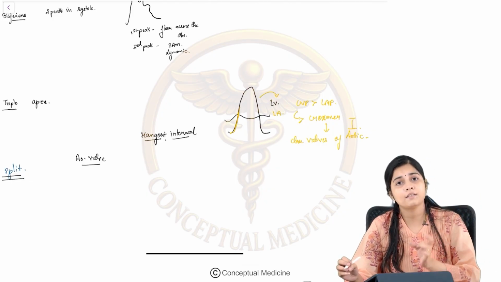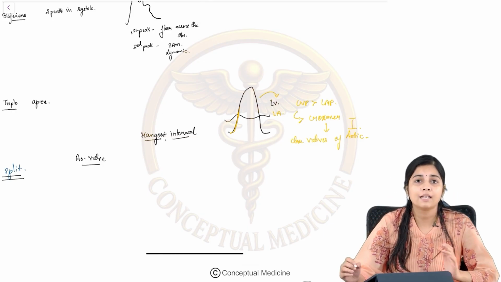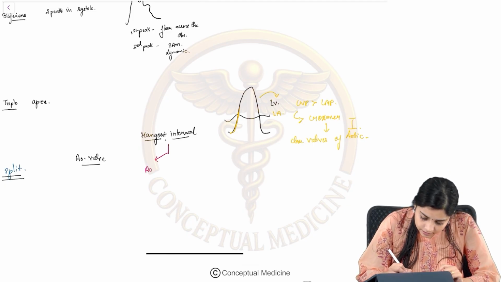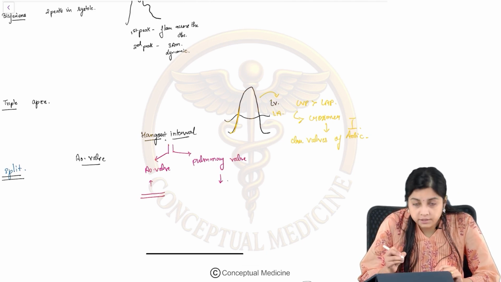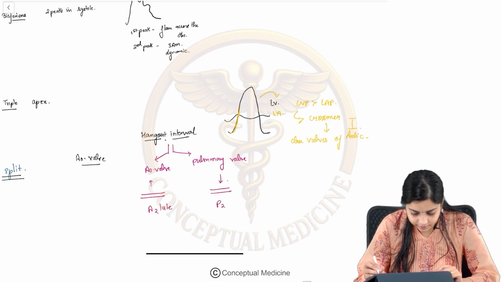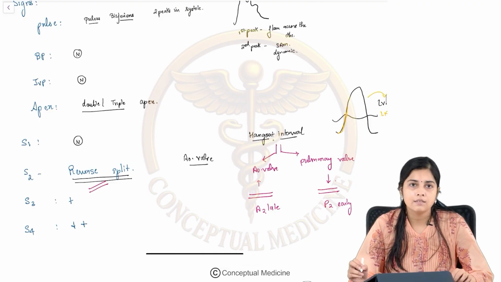So when the pressure gradient is high, where is the pressure gradient high here? In HOCM, the pressure gradient across the aortic valve is high. So the hangout interval across the aortic valve is more, and the hangout interval across the pulmonary valve will be decreased. So if the hangout interval is more, the A2 occurs late and the P2 occurs early. The normal split is A2, P2. Now the A2 is occurring late, so it becomes a reverse split. Okay, so that's about your second heart sound.